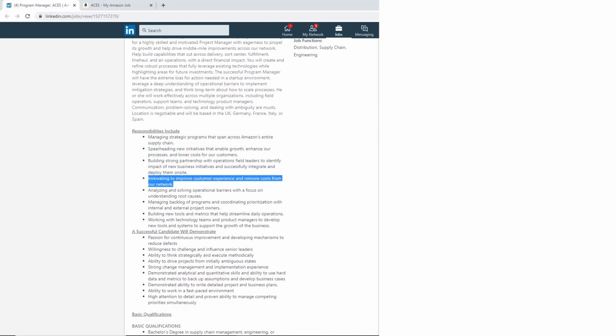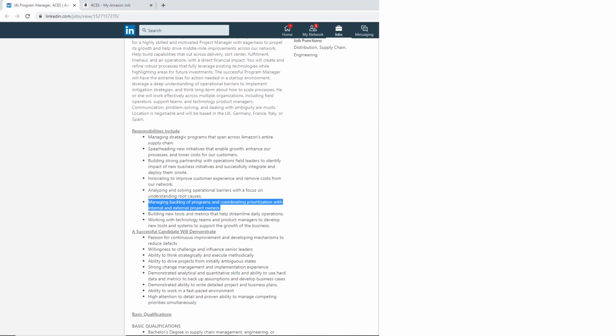Innovating to improve customer experience and remove costs from our network. Now, this is invent and simplify, another leadership principle that can be tested using what's your most recent invention. Analyzing and solving operational barriers with a focus on understanding root causes. So this is about problem solving within a dive deep context, which I previously covered.